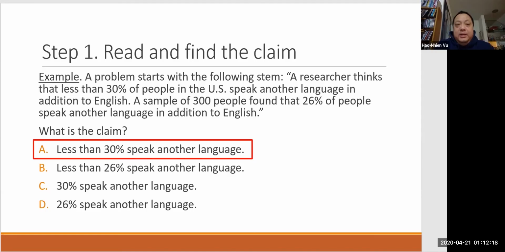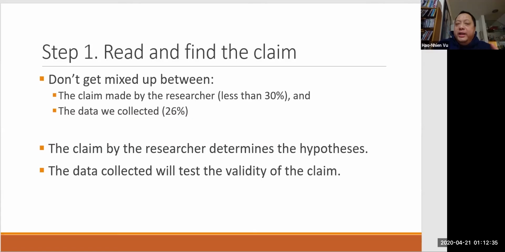The answer is A, less than 30%. It is what the researcher thinks is going on in the first sentence of the problem. So for this reading step, do not get mixed up between two separate things. The first thing is the claim made by the researcher. The researcher thinks the proportion is less than 30%. Versus the data that we collected. We collected data that says that our sample has 26% that speak another language. That's a separate issue. The claim by the researcher determines what the hypotheses are. The data we collect, we'll use it later to test the validity of the claim.